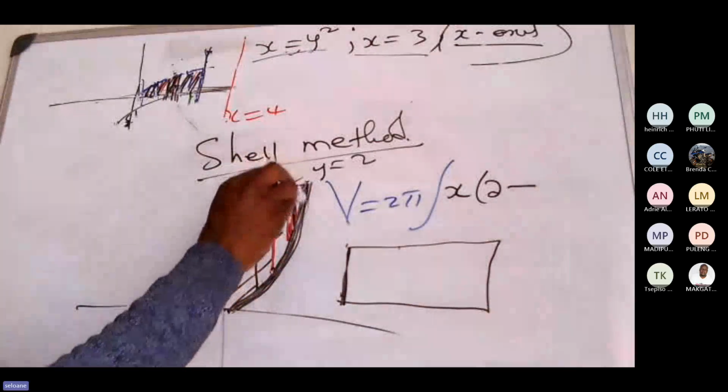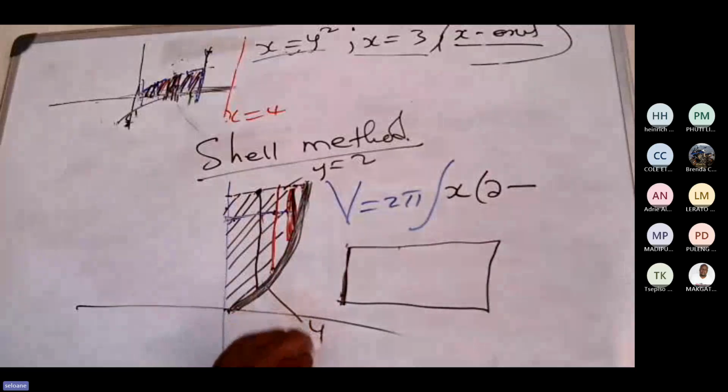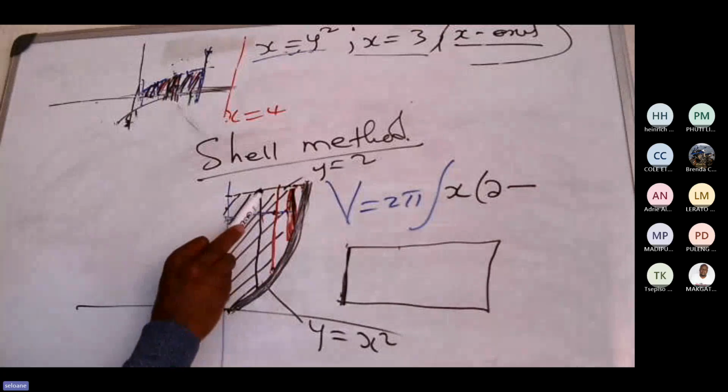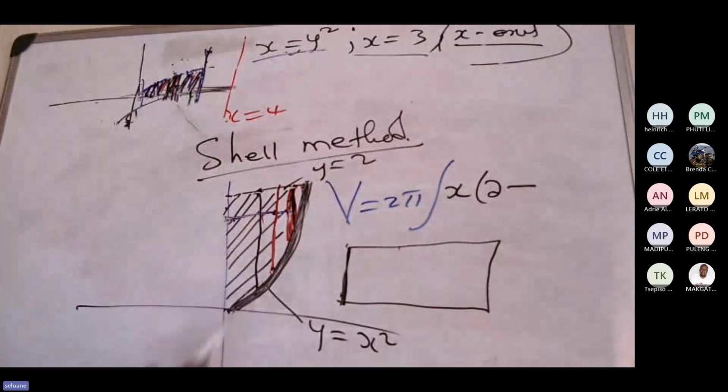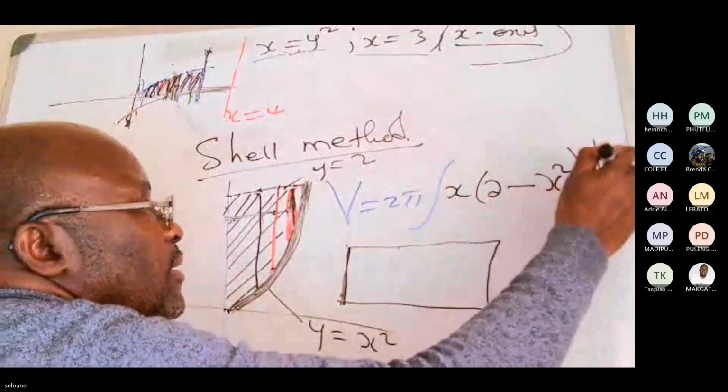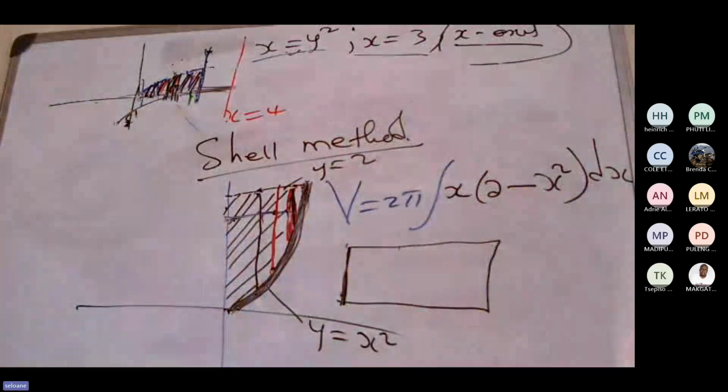And what is the equation of this? The equation of this, we have said y is equal to x squared. Therefore, it will be 2 minus x squared. Then it will be 2 minus x squared. Then you integrate with respect to x.